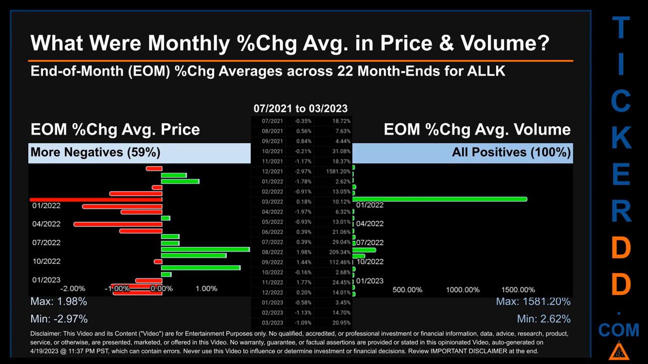Price saw an end-of-month max of 1.98% in average percentage change, along with a minimum of -2.97%. For volume, the maximum and the minimum monthly percentage change were respectively 1581.20% and 2.62%.